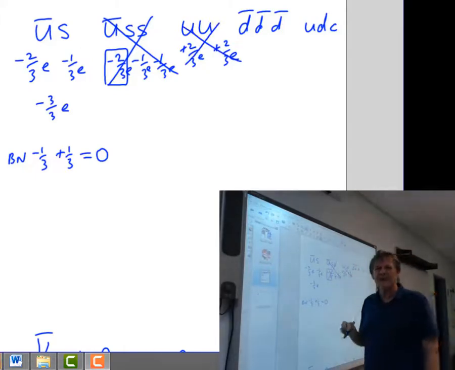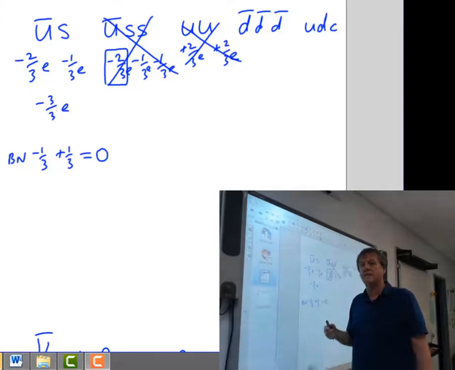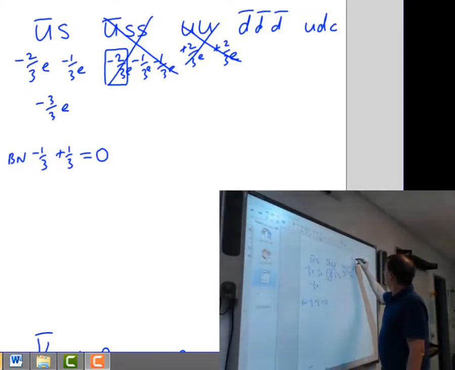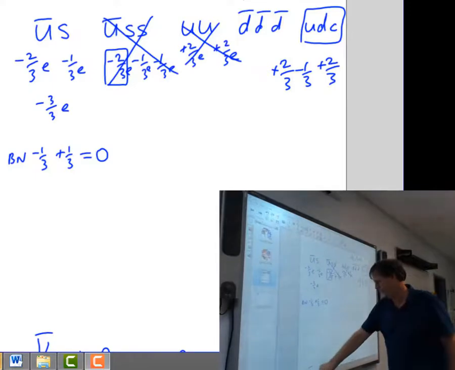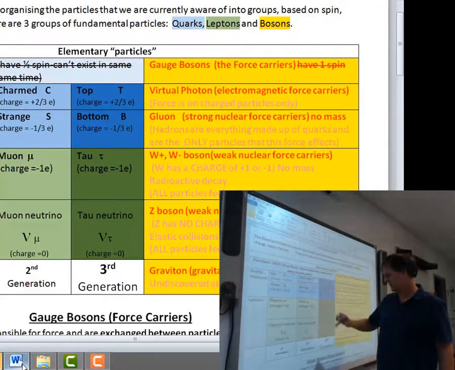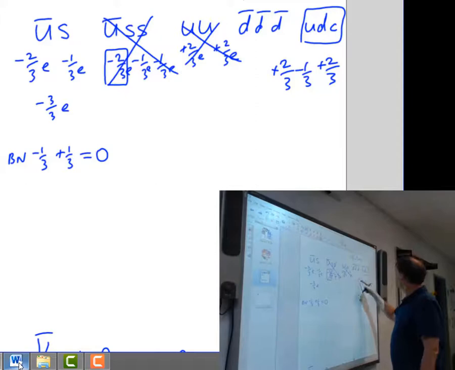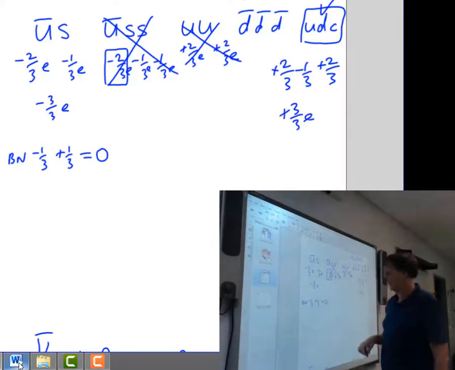And anti-down: down is normally -1/3, so this would be +1/3. So you've got +1/3 times 3, and that gives you 3/3, which is a charge of +1 e, which is okay. And finally, you've got +2/3 for an up, -1/3 for a down, and the charm one is actually +2/3 if you check it on that table. Yep, charm is +2/3. So you're going to get 2/3 plus 2/3 is 4/3, minus 1/3. That actually works. So that would be okay, but not some of these others.